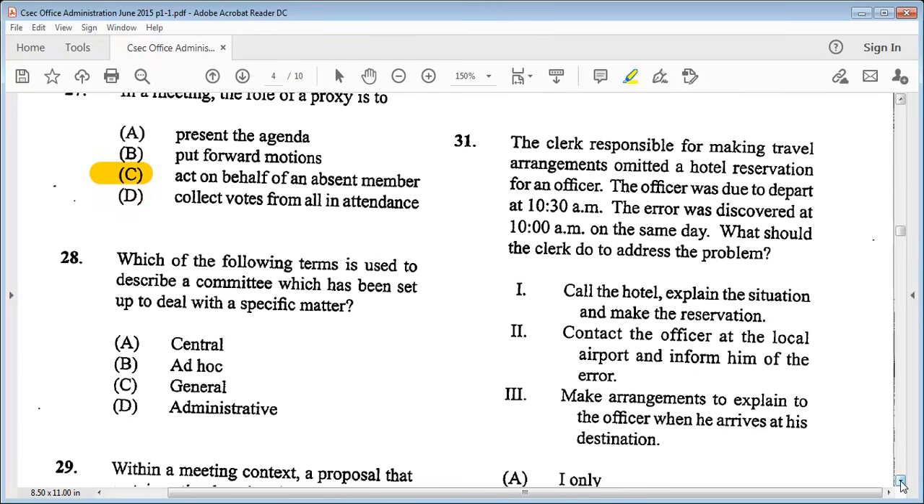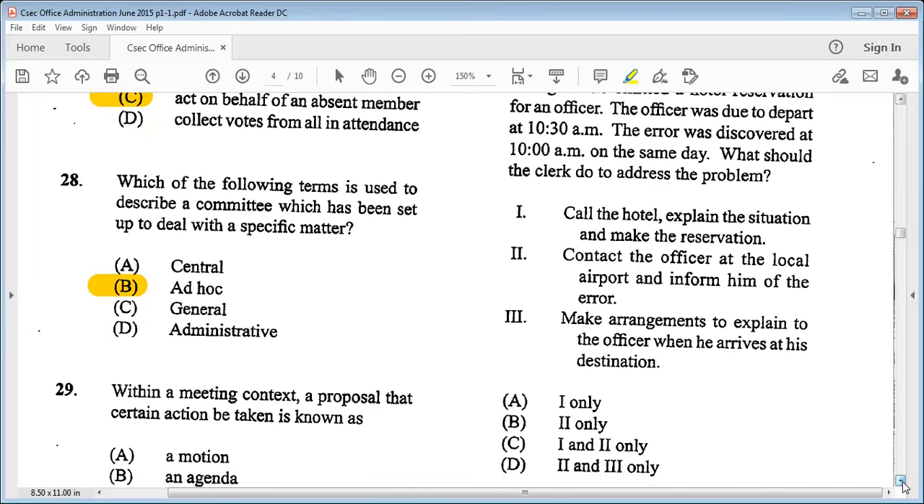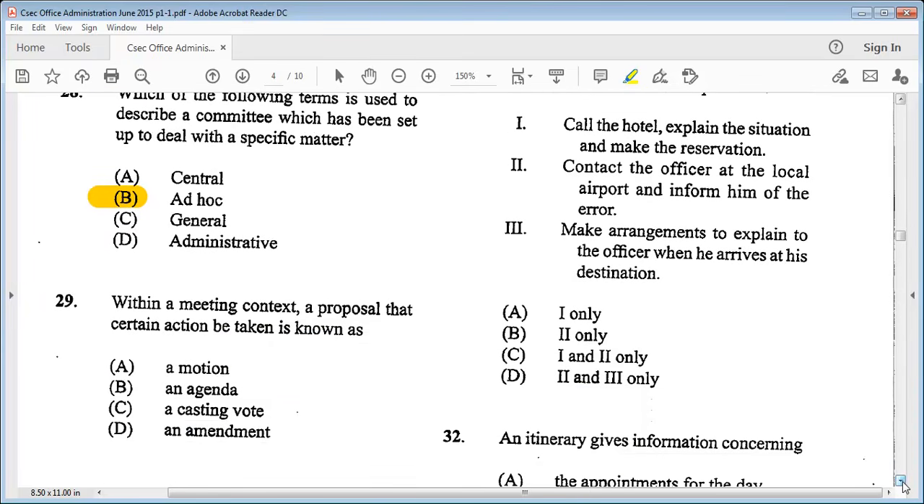It says, which of the following terms is used to describe a committee which has been set up to deal with a specific matter? A. Central. B. Ad hoc. C. General. Or D. Administrative. We know it would be B. Ad hoc. Let's go on to 29.